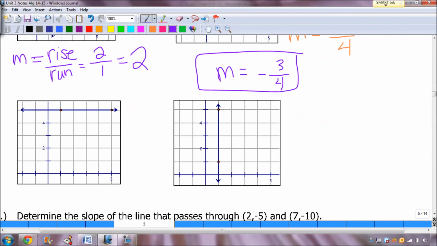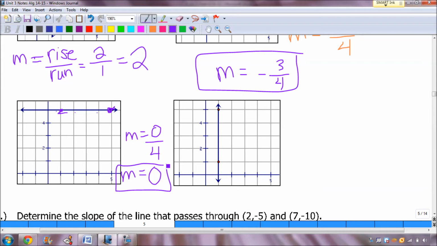How much is it going up by? How much is it going over by? Well, it's not going up at all. So the rise is 0. And the run is whatever you want it to be. You could say it went over 1, or you could say it went over 1, 2, 3, 4. It doesn't matter. 0 divided by 4 is 0. 0 divided by anything is 0. It should make sense to you that this is a slope of 0 because it's not going up and it's not going down. It's flat. It's horizontal. It's constant. Okay?